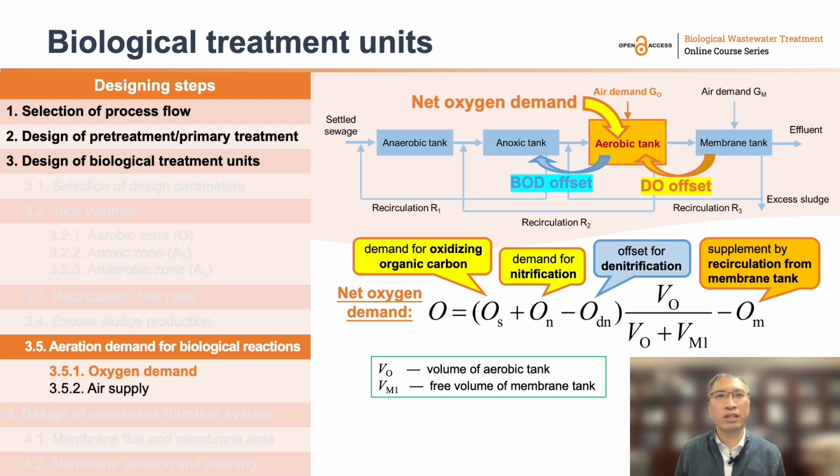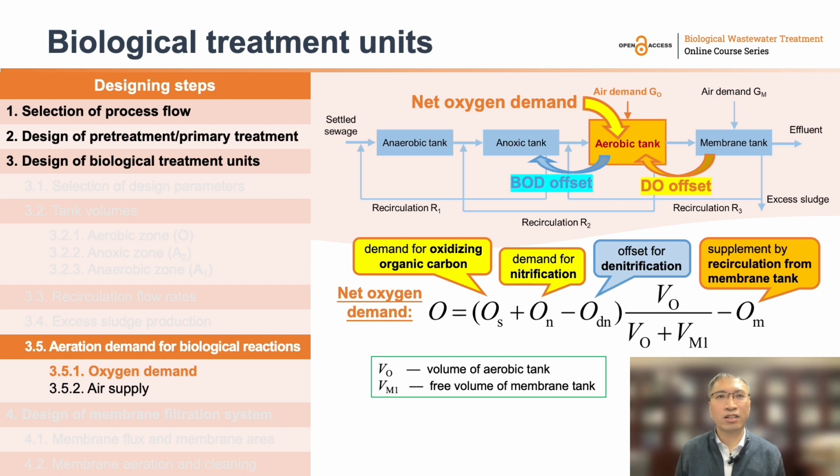Also, it should be noted that the aeration in the membrane tank, usually in the form of cross-bubble aeration for membrane scouring, can lead to high DO concentration in the membrane tank. Through mixed liquor recirculation, this part of oxygen will be brought to the aerobic tank. This part of oxygen should be deducted to avoid overestimation of the oxygen demand.